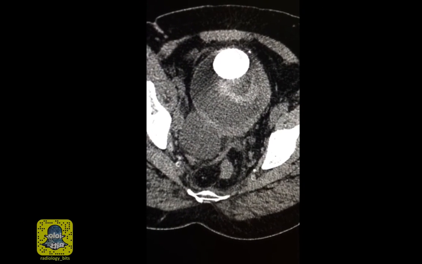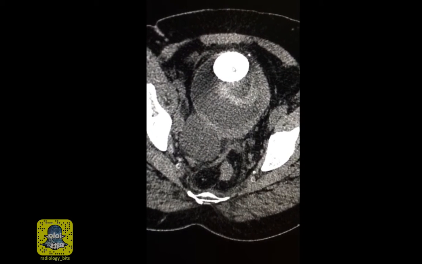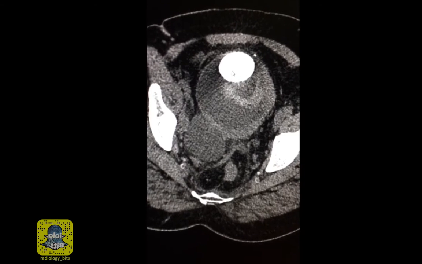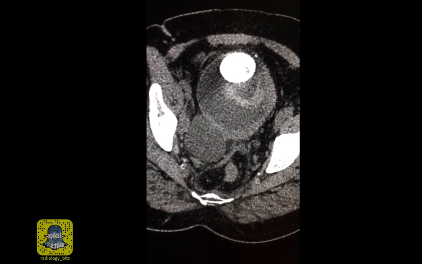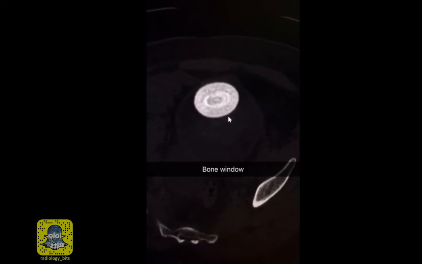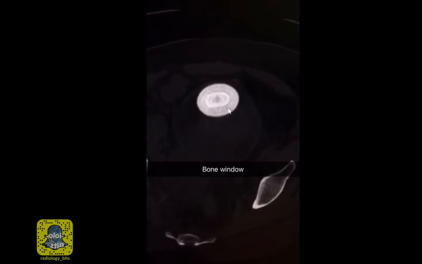The other density that you see here is very dense and comparable to bone, so it contains calcium. Once you see what looks like a calcific density, it's always useful to change to a bone window for better appreciation. This is the abnormality as seen on the bone window.